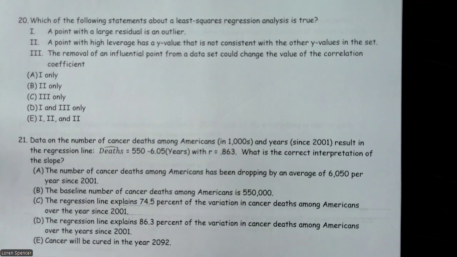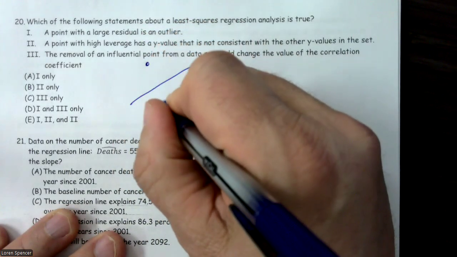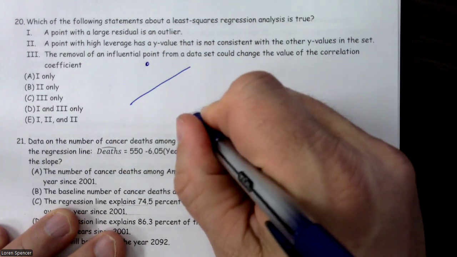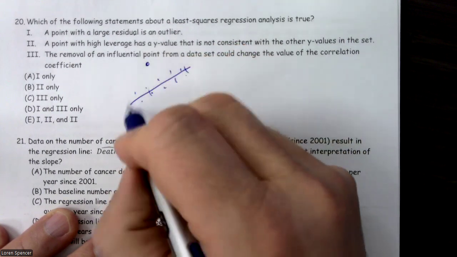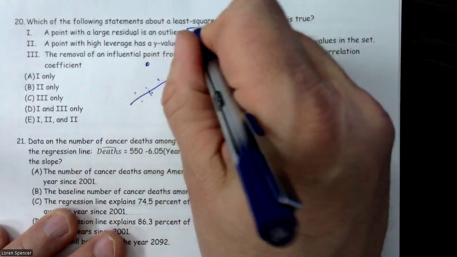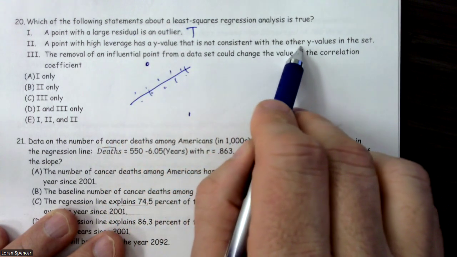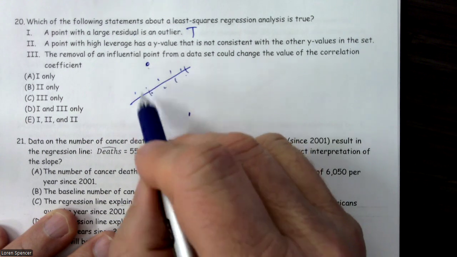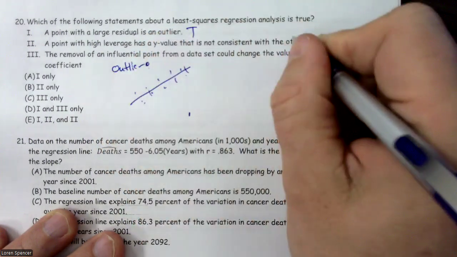Which of the following statements about a least squares regression line is always true? A point with a large residual is an outlier. Yes, basically what that's saying is if this is my prediction line and I have a point that's way up here, it's an outlier. If I have a point way down here, it's an outlier. Those that are close are not outliers. So a large residual means it's a long way from the prediction line. That's a true statement. A high leverage point has a y value that's not consistent with the other y values. Well, that y value is not consistent, that's an outlier. So that's a definition of an outlier.